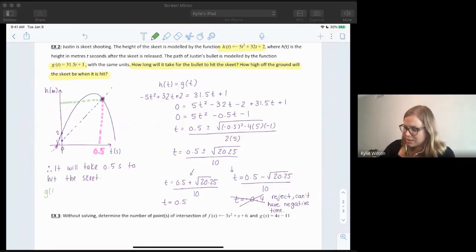So g at 0.5 will equal 31.5 times 0.5 plus 1, and that will give us 16.75 meters. And that is our final answer. Therefore, it will be 16.75 meters high.